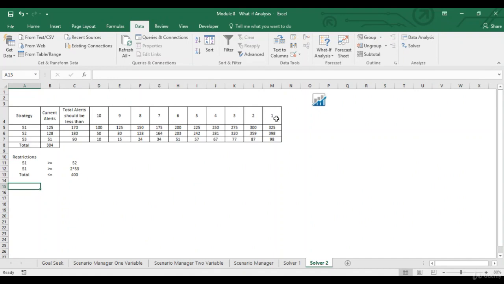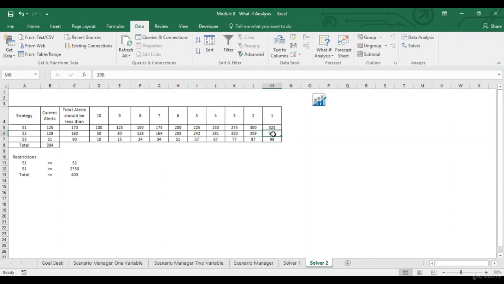Over here, what we can see in this table is that there are in total 325 alerts being generated by strategy 1, 398 by strategy 2, and just 98 by strategy 3. So this is for score greater than or equal to 1. So this will also include the count of people having scored 2, 3, 4, 5, and so on.